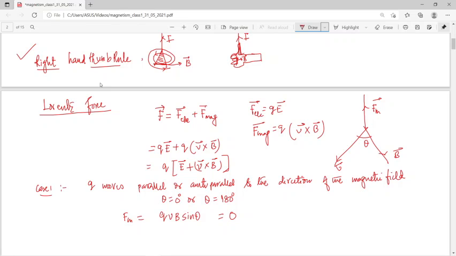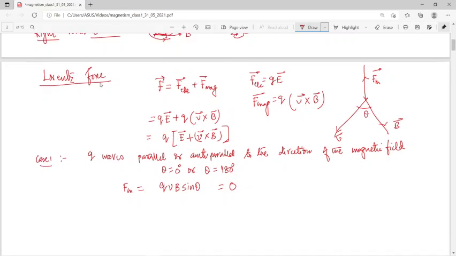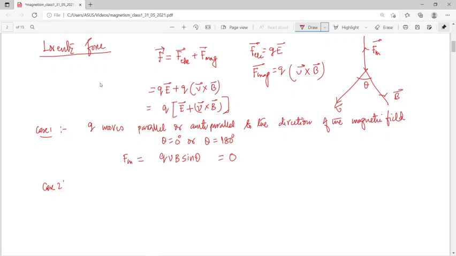And of course, when the charge moves at right angles, if we consider case 2, when the charge moves perpendicular to the magnetic field, that means v and B are perpendicular, then the value of theta is equal to 90 degrees, and this is nothing but qvB, that is the maximum force. And when the charged particle is at rest, that means v is equal to 0, then there is no magnetic force experienced by it.